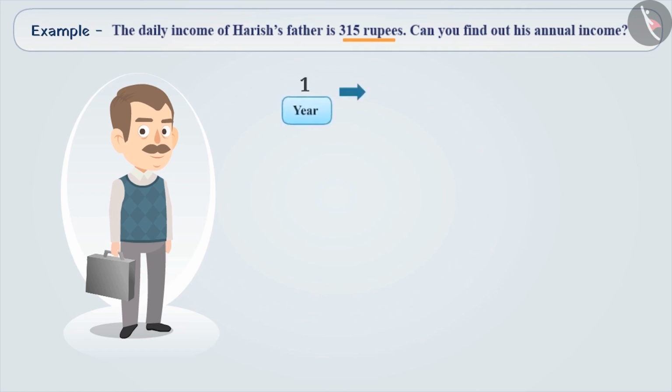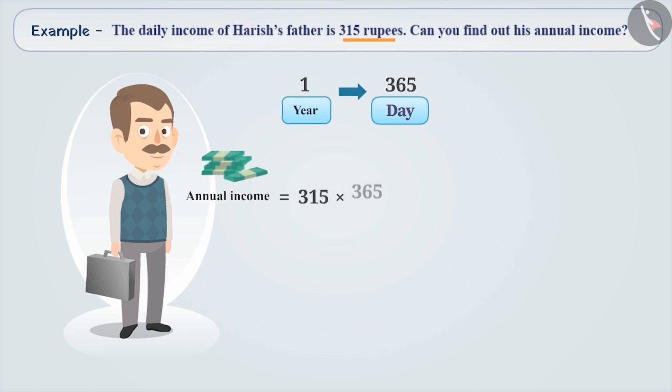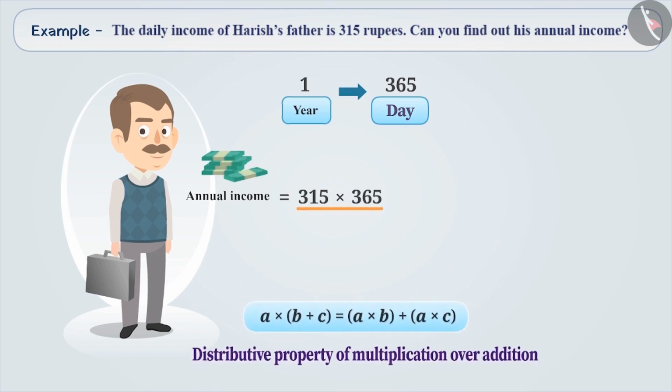We know that there are 365 days in a year. Hence, his annual income will be 315 into 365. Finding the product of these two values seems difficult. But when we apply the distributive property of multiplication over addition, we can solve it easily. That is, 315 into 365 can be written as 315 into (300 plus 60 plus 5).